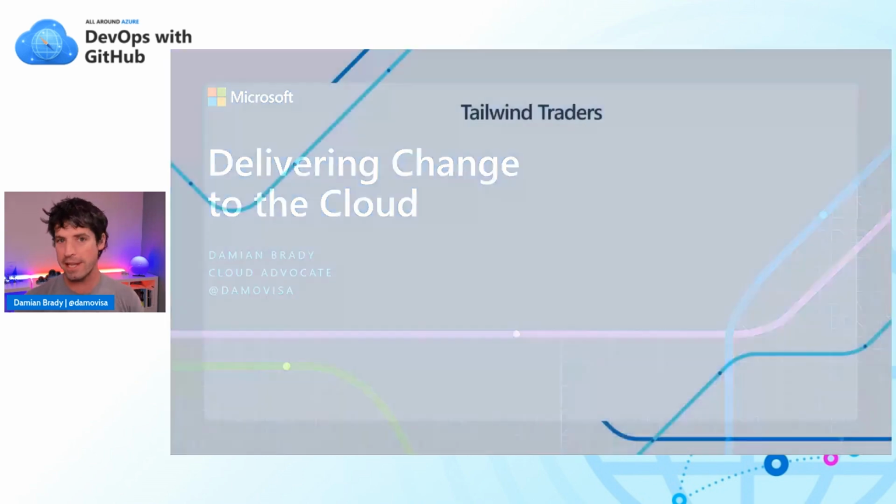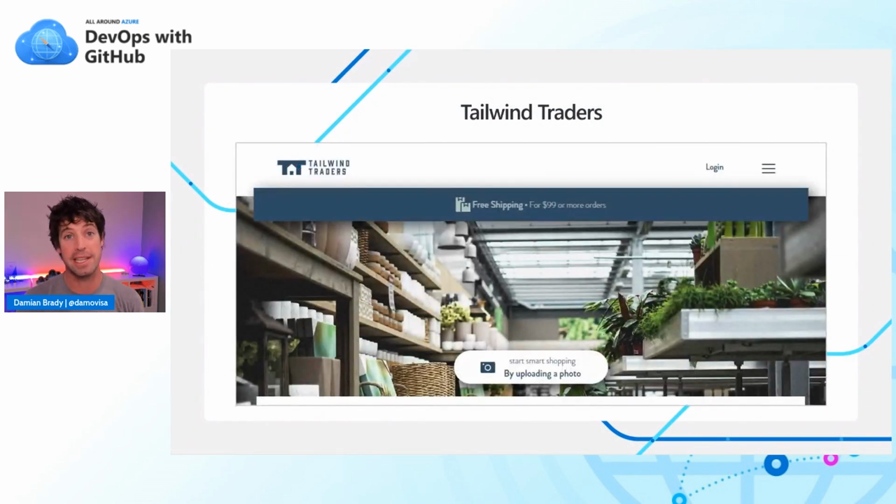So once again, a little refresher: Tailwind Traders is a hardware supply company. They sell a whole lot of different things. What we've talked about so far, as we've gone through this journey with DevOps, is they've improved their collaboration. They've got continuous integration even. They're looking at their code quality and making sure that what they actually build is of good quality. But what they haven't done is actually delivered anything to production in a nice way.